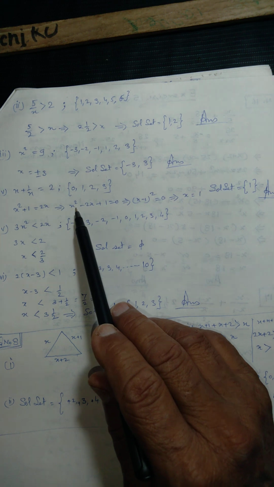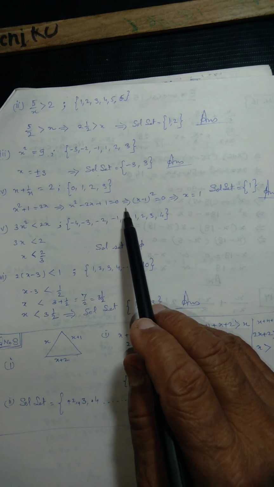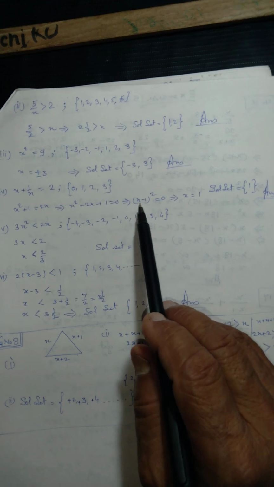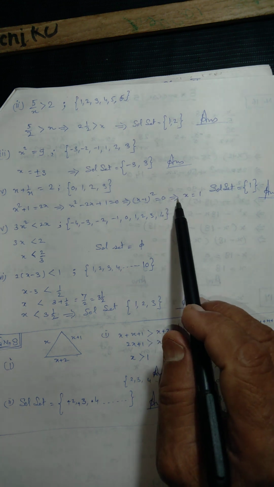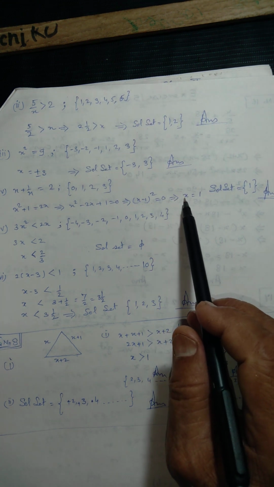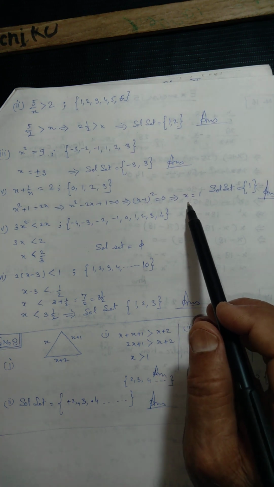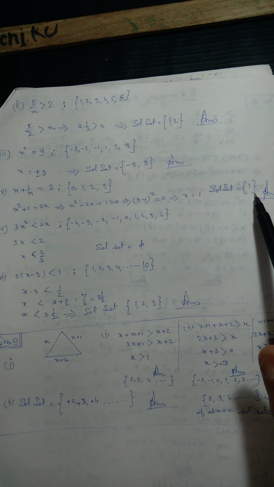Again you solve it, x square minus 2x plus 1. Again it can be written like this, that x minus 1 whole square is equal to 0. So x minus 1 is equal to 0. Again the x will be equal to 1. So our solution set will be 1.